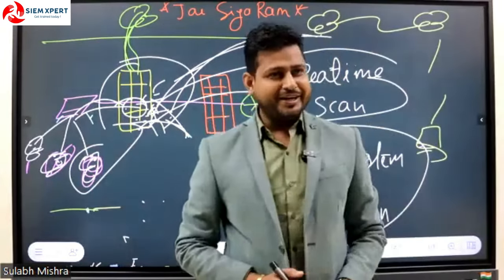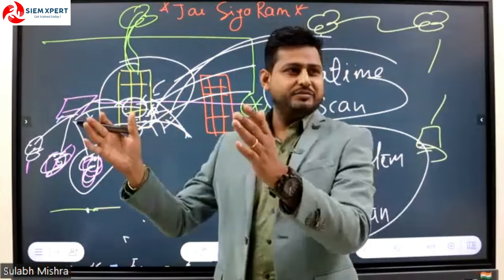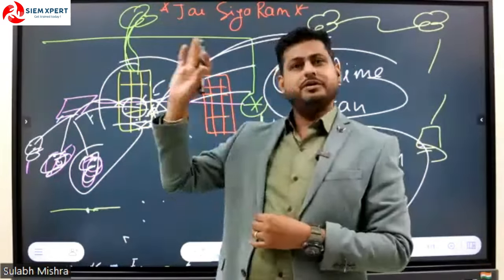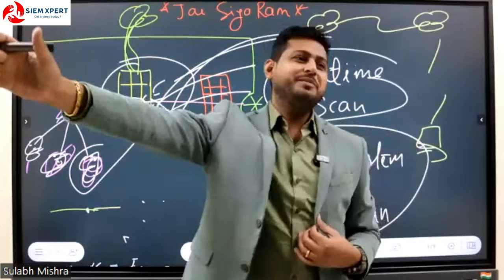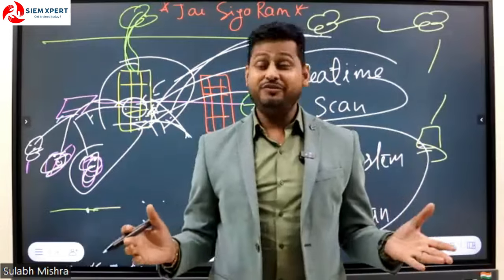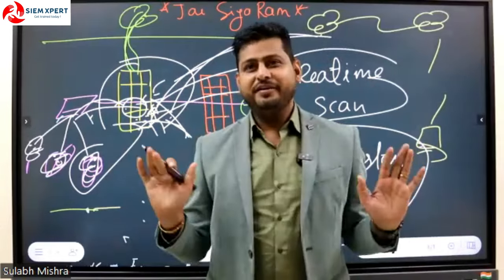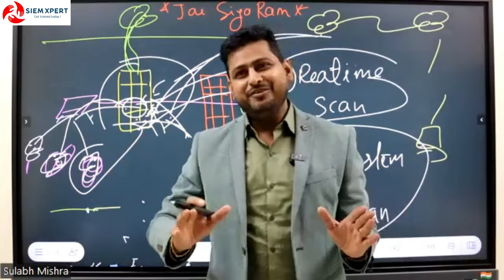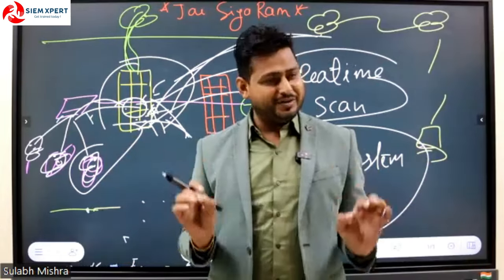So in this kind of architecture, out of some set of systems, one antivirus client we can nominate as a GUP. The manager will push the update to the GUP, and the GUP will push the update to all other local systems. That is the architecture of antivirus deployment. Now we have become the antivirus administrator. That's the only responsibility of the antivirus administrator.